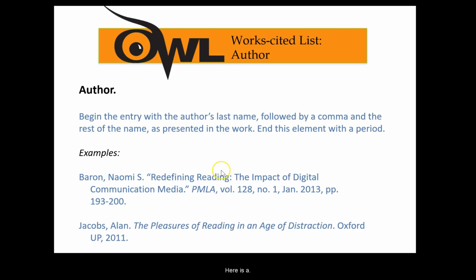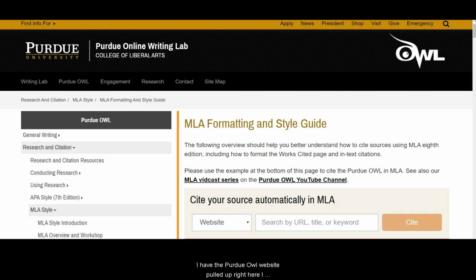Here is a basic example of an article from a journal. We've got the author, the title, the container, volume, number, date, and then because this was a print source, the location is the page number. So I have the Purdue OWL website pulled up right here. I often direct you guys to this for more help with MLA citations.